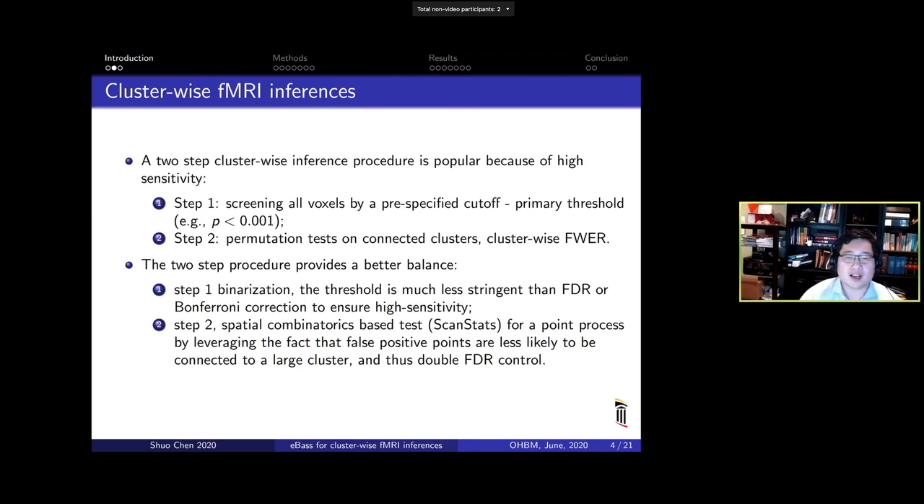So by using combinatorics probability, they further control the FDR. So they do the FDR control in two steps. And on the other side, the true positive points are more likely to be connected into a large cluster, so the power is not reduced much. And with the FDR at two steps stacked together, the overall FDR is better controlled.